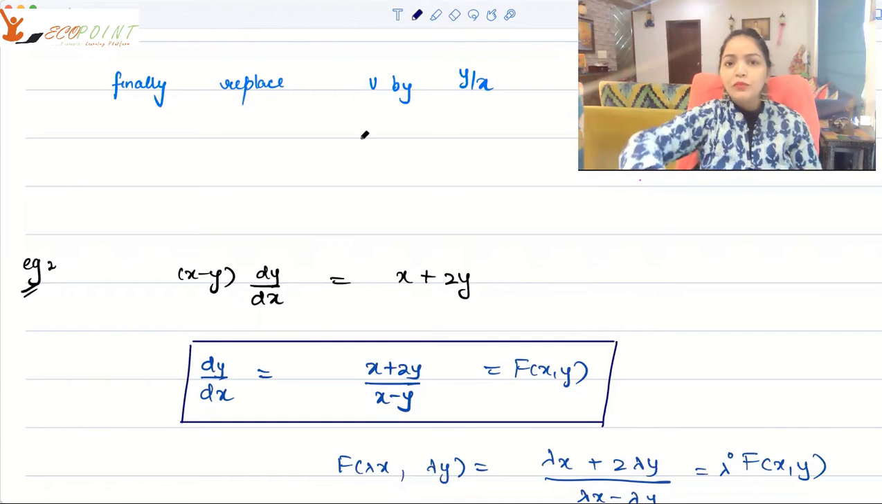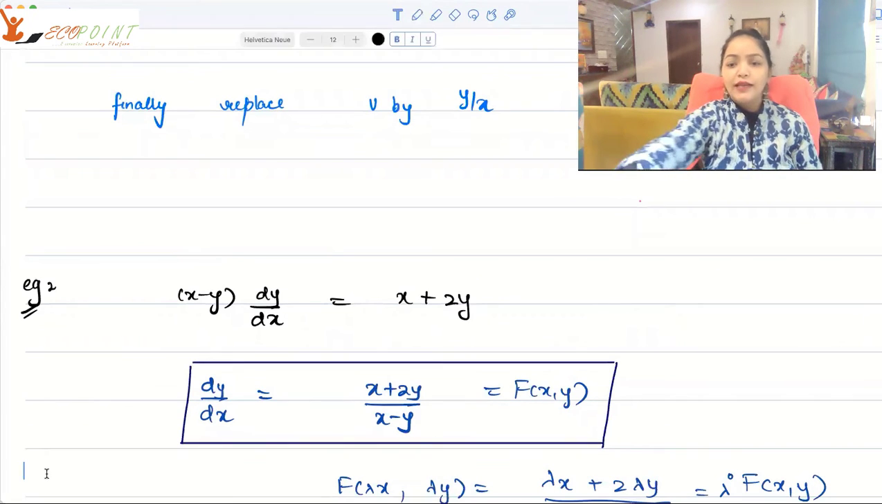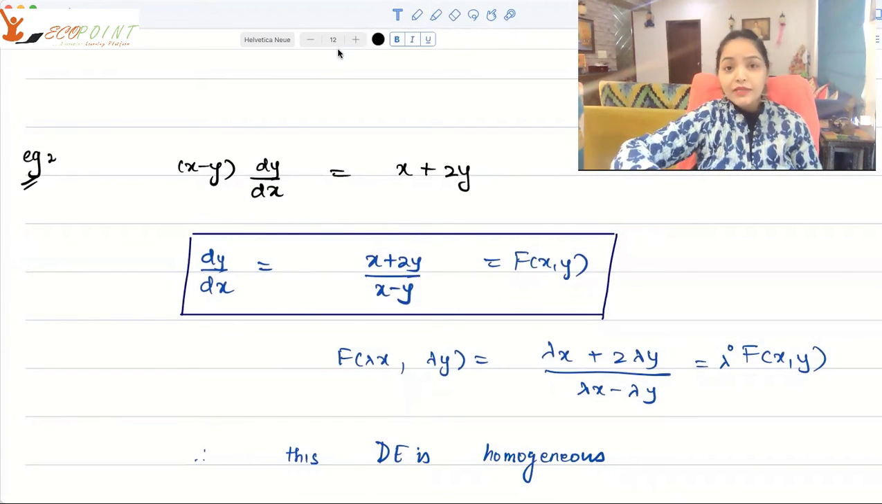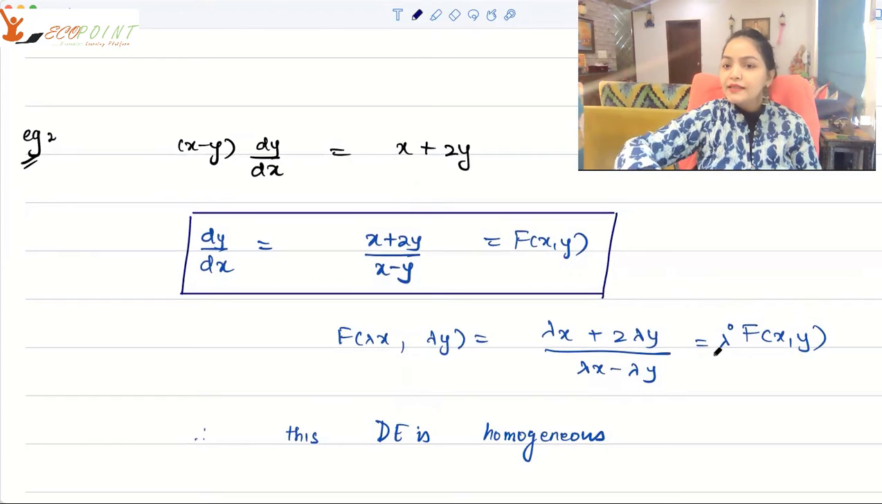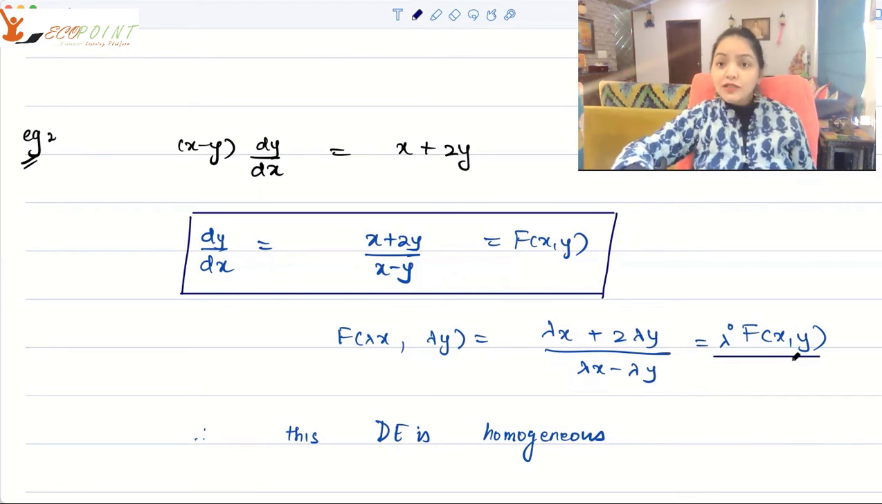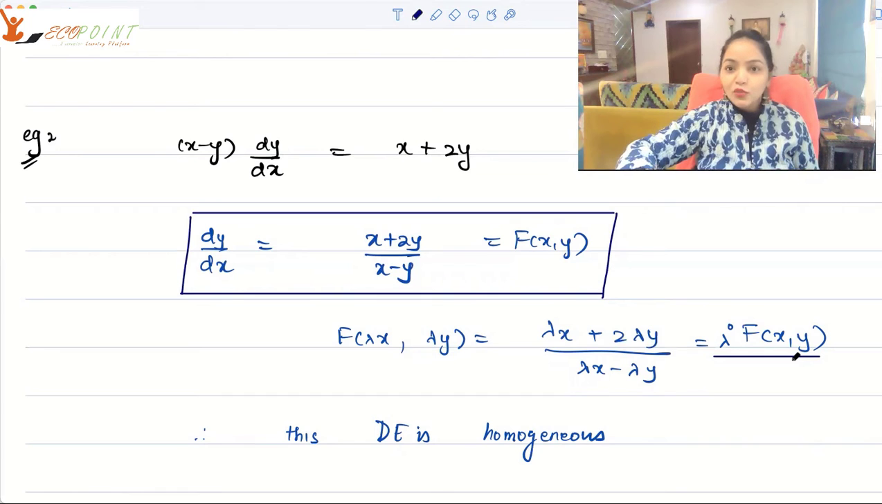So think about it. If you put lambda x, lambda y as your input, does some power of lambda come out? Well, the lambdas cancel out. That means I can say that it's equal to lambda to the power 0 times f(x,y), which means it's homogeneous of degree 0, which means it's a homogeneous differential equation. This is what a homogeneous differential equation is. Now the question arises how to solve this differential equation. What kind of functions will solve this differential equation? That's what you want to figure out.